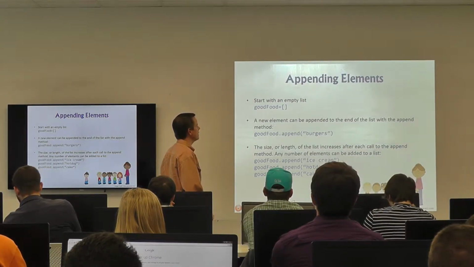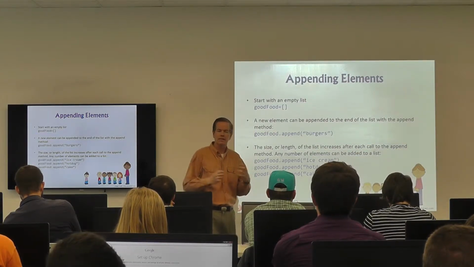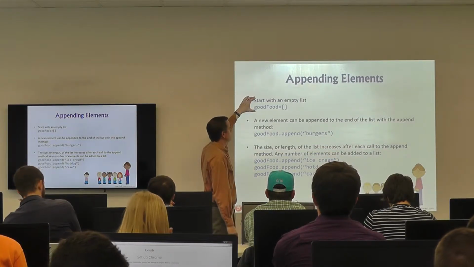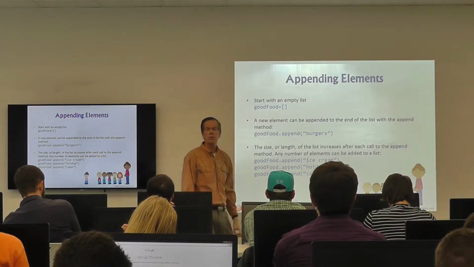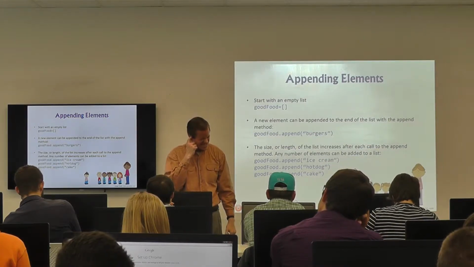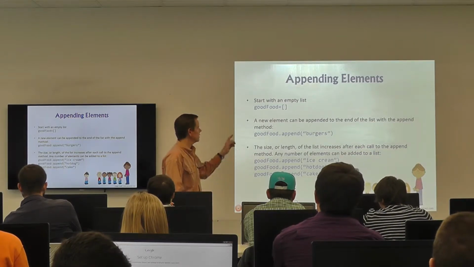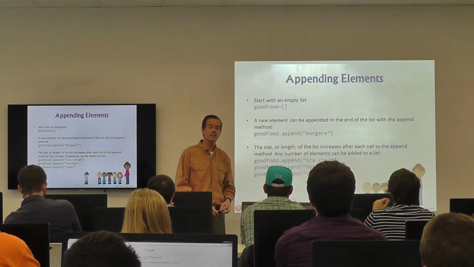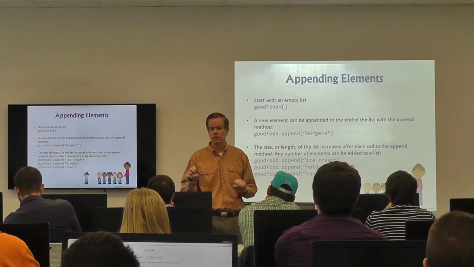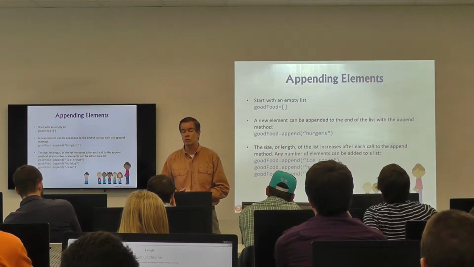Now, if we want to append something to a list. So we have a list, fantastic, and we want to stick something onto it, add something to it. How do we go about doing that? Well, we would start with an empty list. Good food equals square bracket with nothing in between. Why would we ever do that? Well, one of the things this does is tell Python that in this particular case, good food is a list. Remember, in Python, there's no way to declare a variable. So the way Python figures out what type of variable something is, is by how you use it.